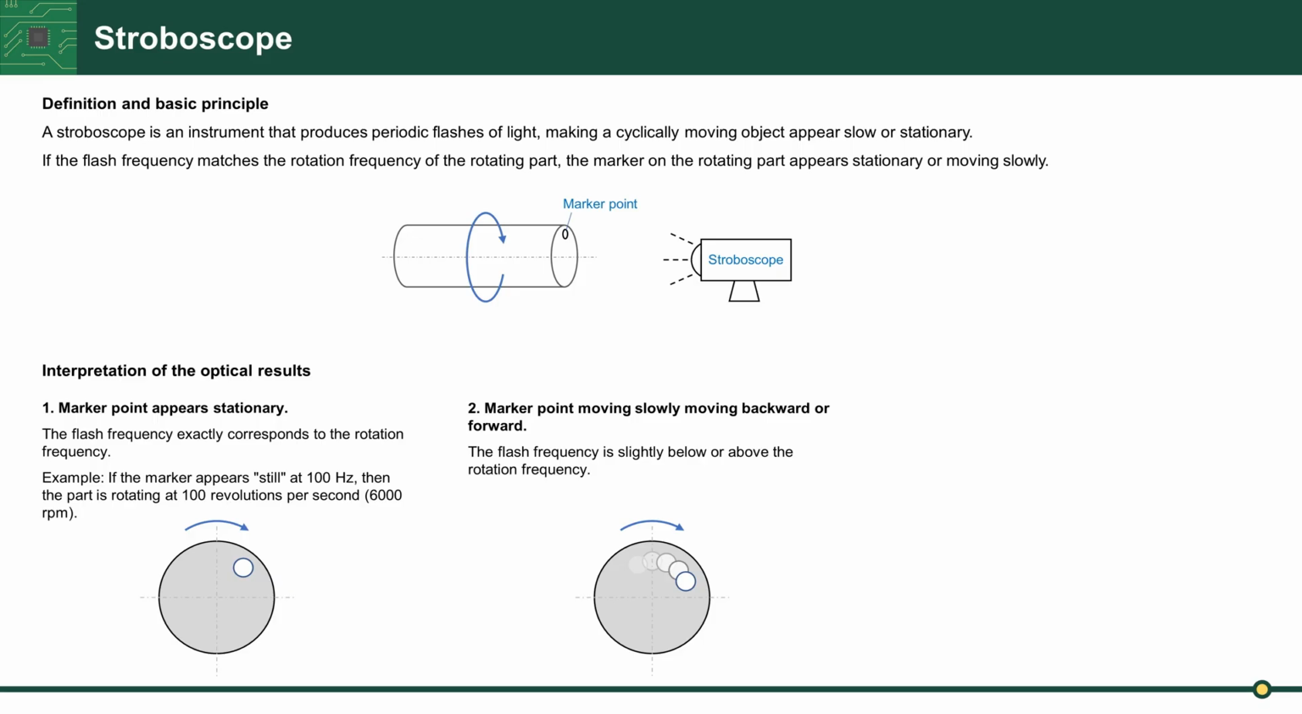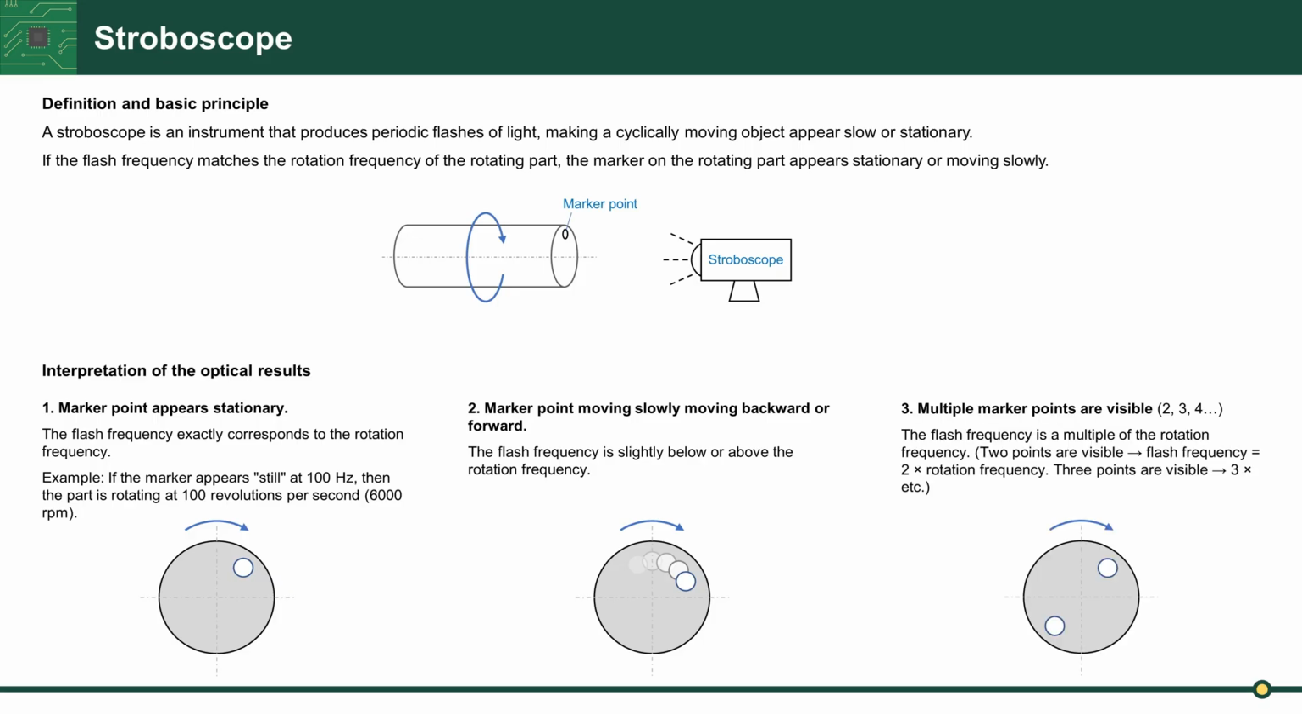In case multiple marker points are visible, 2, 3 or 4, then the flash frequency is a multiple of the rotation frequency. If 2 points are visible, then the flash frequency is double the rotation frequency. If 3 points are visible, then the flash frequency is triple the rotation frequency, etc.